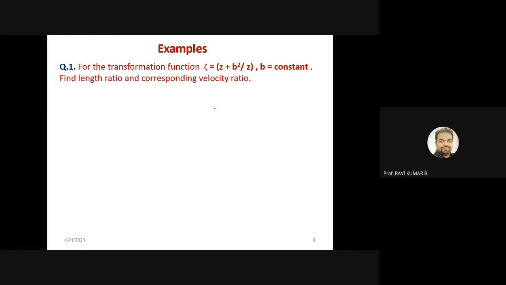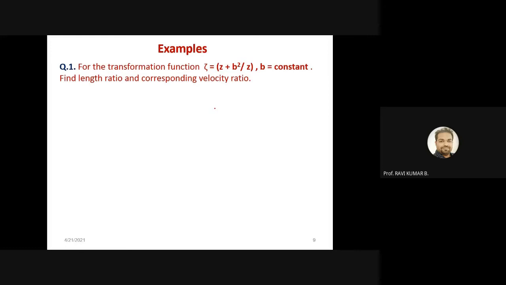The transformation function is given as zeta equals z plus b squared by z, where b is a constant. Find the length ratio and corresponding velocity ratio. So zeta is a transformation function, and it's a function of z. Z plus b squared by z, one transformation function is given. And from this, you need to find out the length ratio.